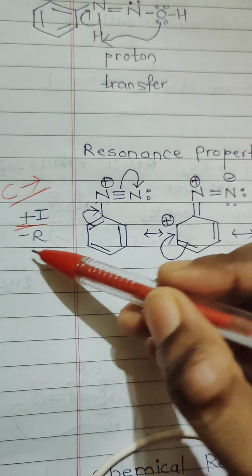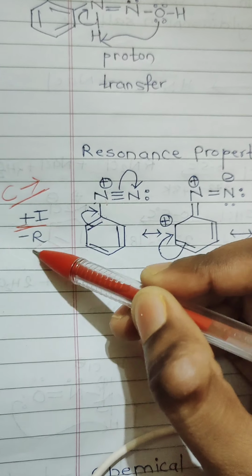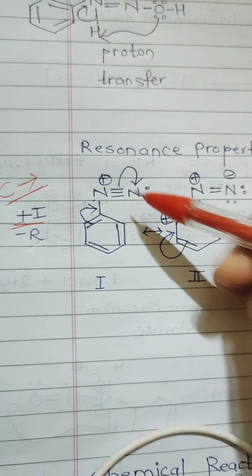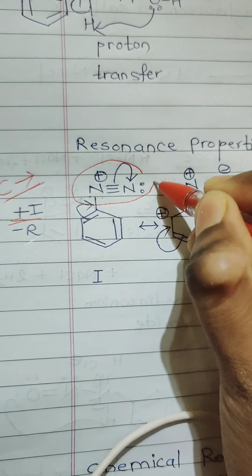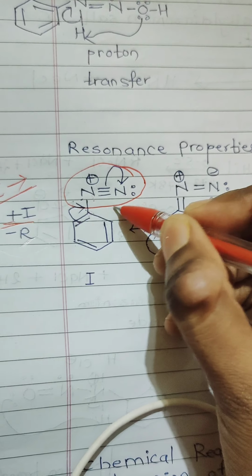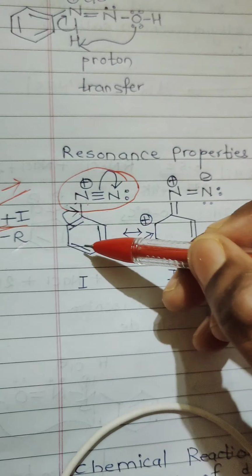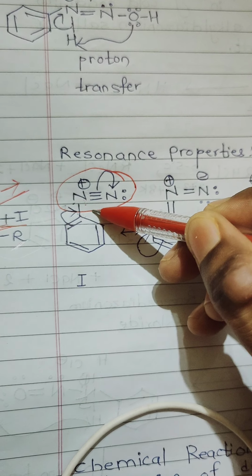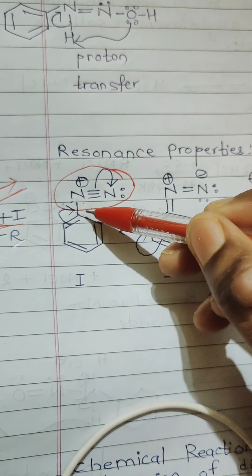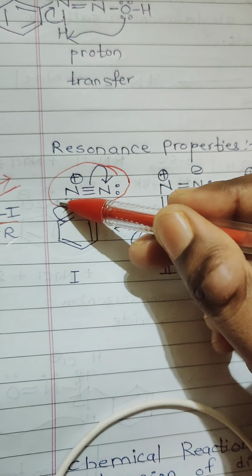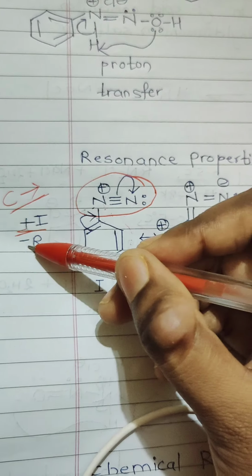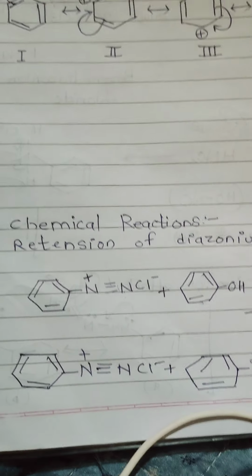But with respect to resonance, we see minus I here, because for resonance we have to see the whole group, not only the first atom. This group is decreasing the electron density in this ring by attracting these electrons, hence this will show a minus R effect, or resonance effect.